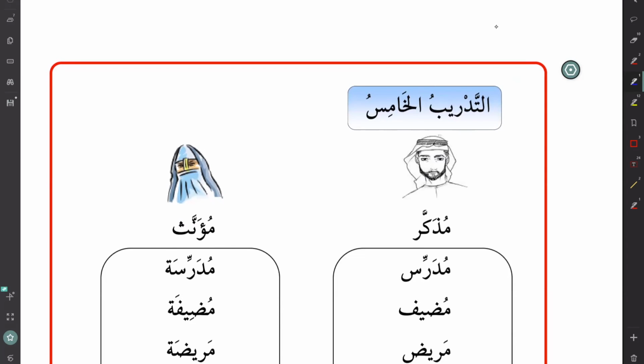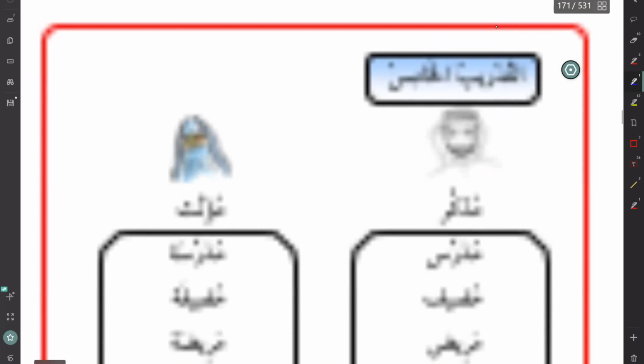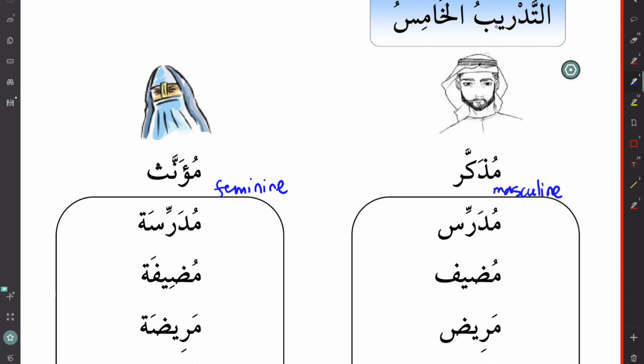Now we have التدريب الخامس, the fifth exercise. Here they're talking about masculine and feminine. مذكر and مؤنث. مذكر is masculine. مؤنث is feminine. Remember we said that we can make an adjective feminine simply by adding ta marbuta, right? So for example, you have Jamil, and you can simply add ta marbuta and make it feminine. Jamila.